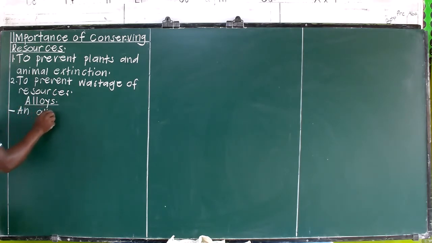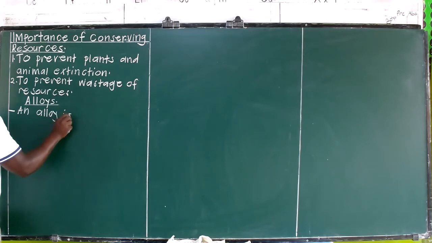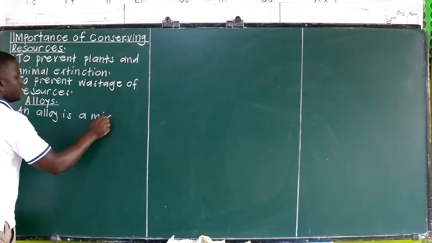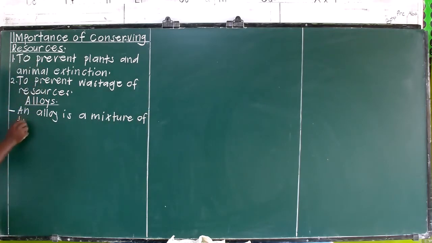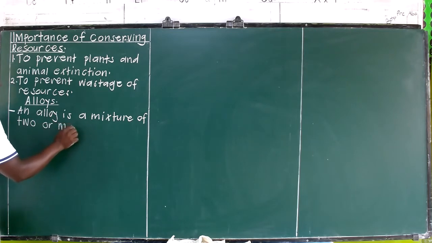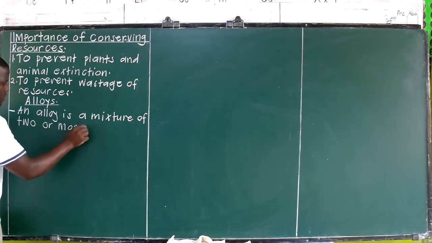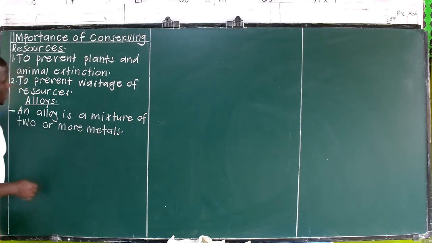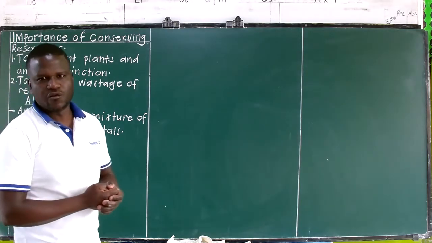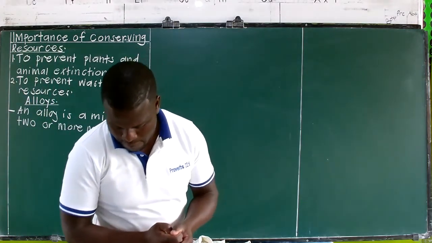An alloy is a mixture of two or more metals.